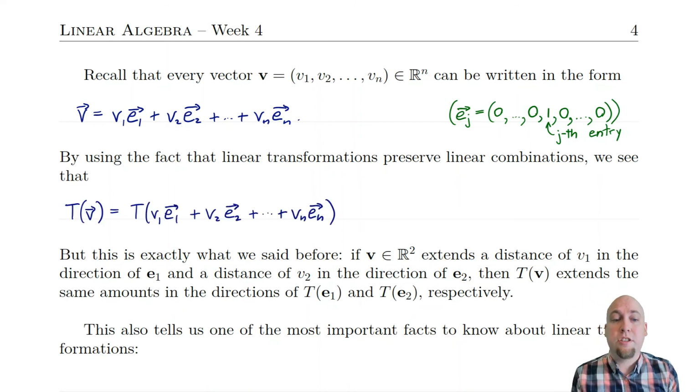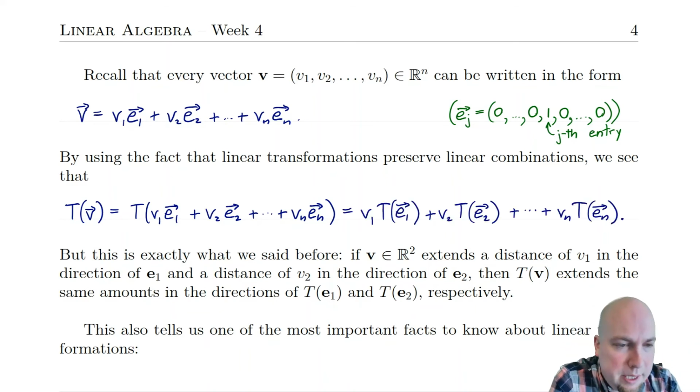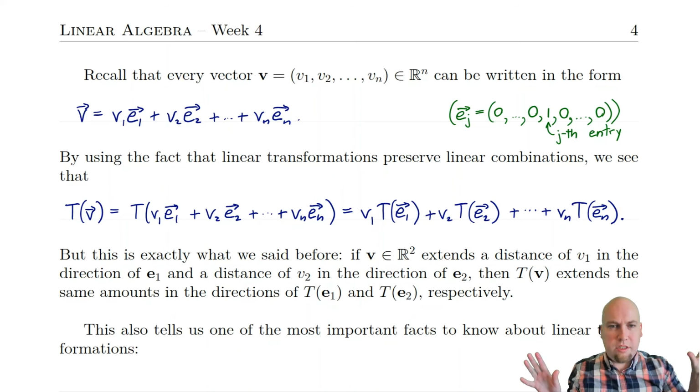Okay, so if we use this fact together with the fact that linear transformations are the functions that preserve linear combinations, then T of some vector is T of this linear combination up here, and now we split it up because T is a linear transformation. So we get T of v equals its first entry times T of e1 plus its second entry times T of e2, all the way up to its last entry times T of en.